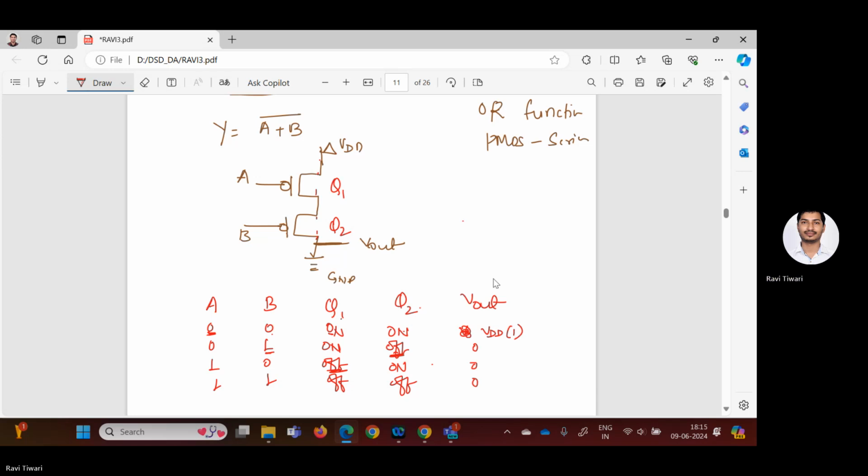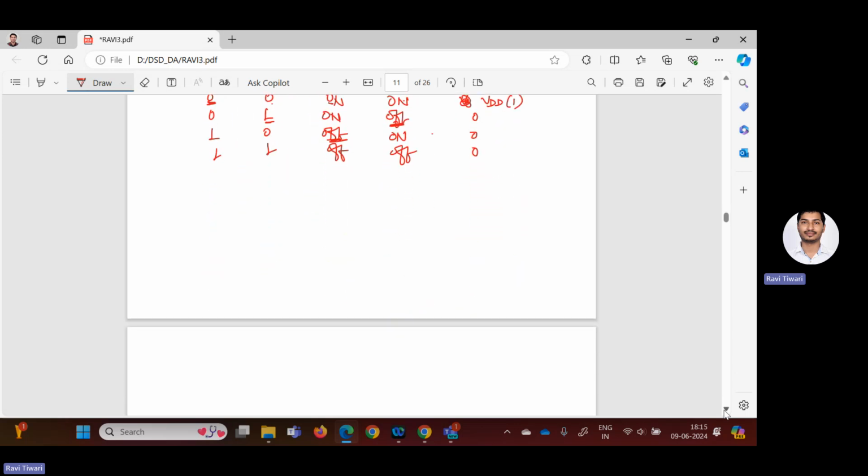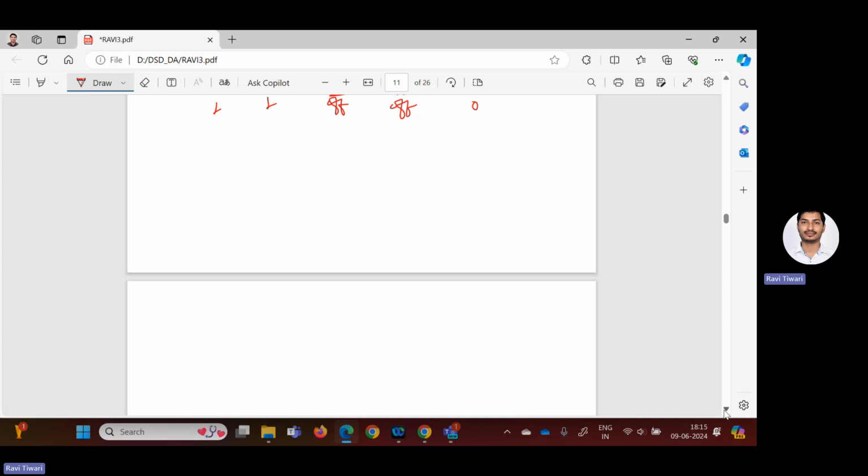Okay. Now this is how we are designing some universal gates with the help of PMOS. Let's see how we can design some gates or some functionality by using the NMOS. So here we will see design.